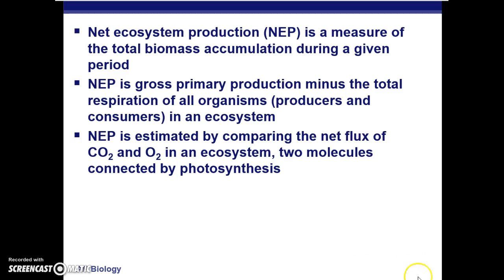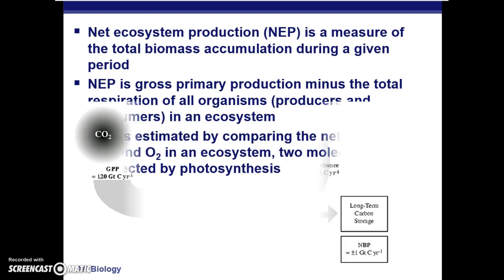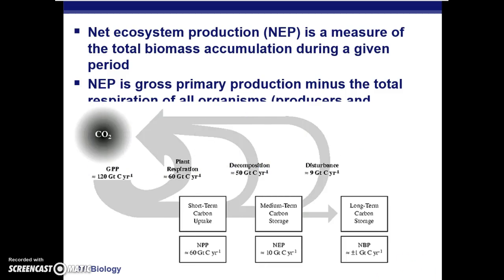So in an example of this, I have a little diagram that will show up here. A plant has respiration. It's releasing CO2 to the atmosphere. And by doing that, it's reducing the GPP to the NPP, the net primary production number. And this results in a short-term carbon uptake.